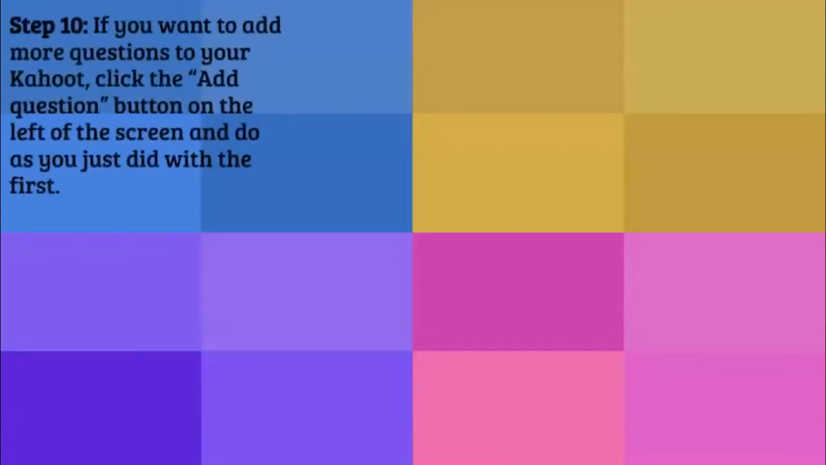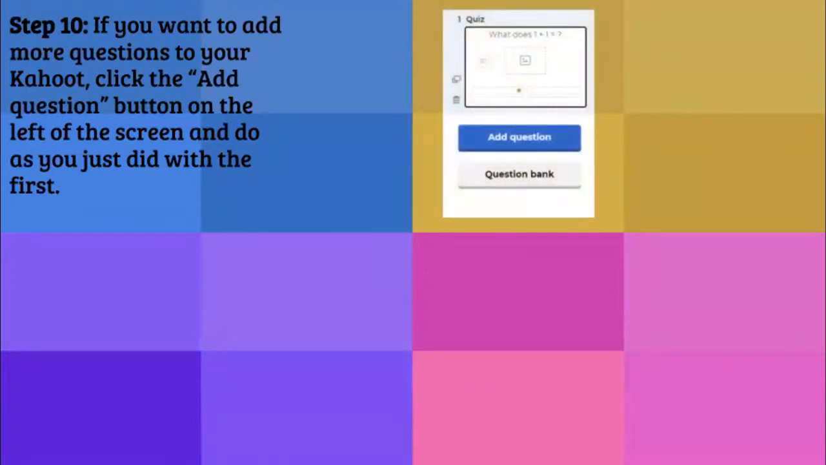The next step is, if you want to add more questions to your Kahoot, you can always click on the Add Question button on the left of the screen and do what you just did with the first question. You just create another question with different answers.